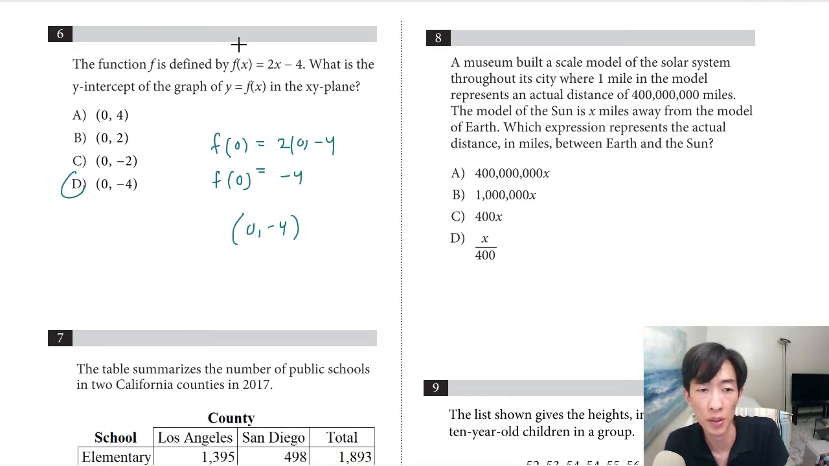Or you could have just looked at this up here and said, hey, I know that's y equals mx plus b, and therefore negative 4 is the y-intercept, and boom, you would have gotten straight to choice D, whatever is easier for you guys.